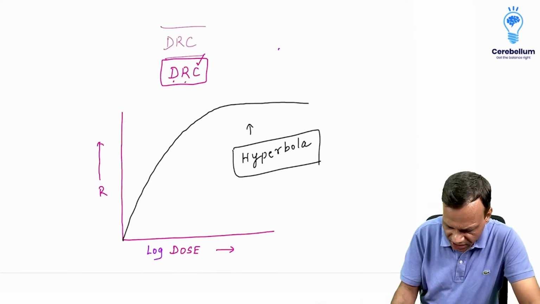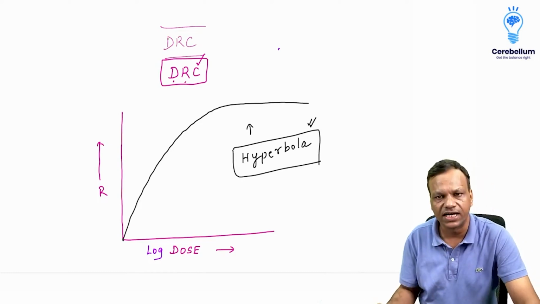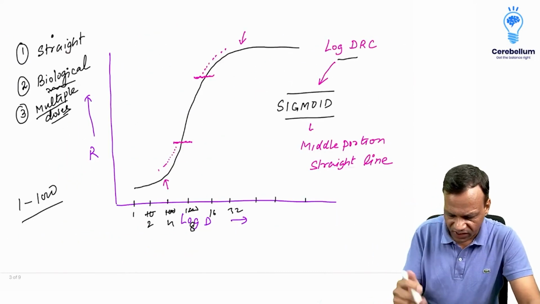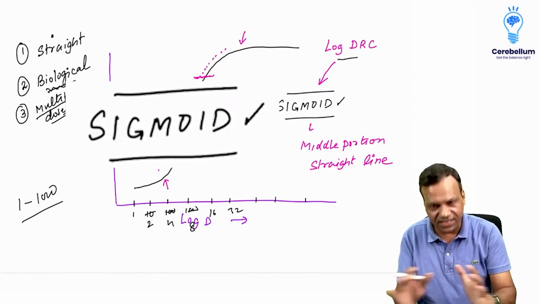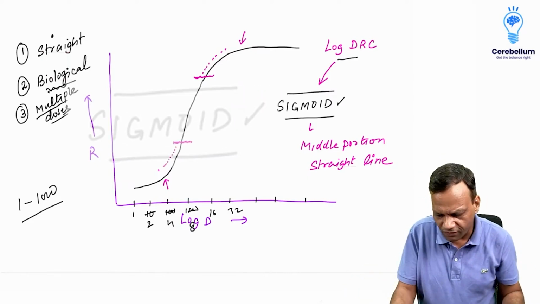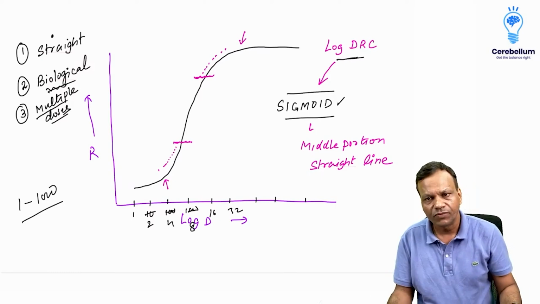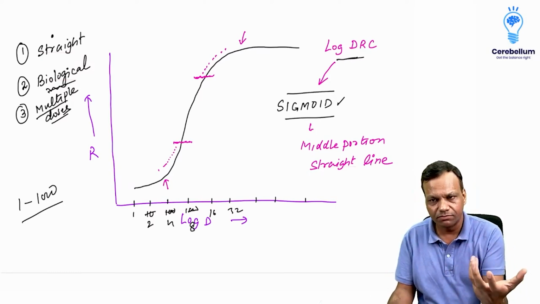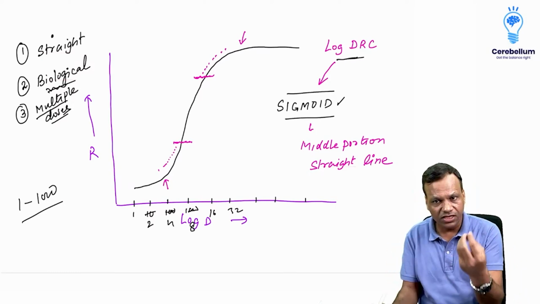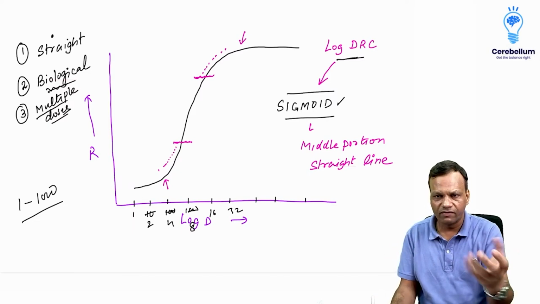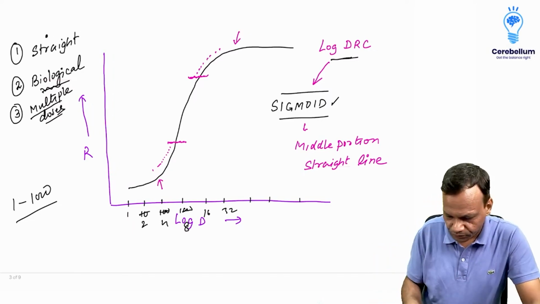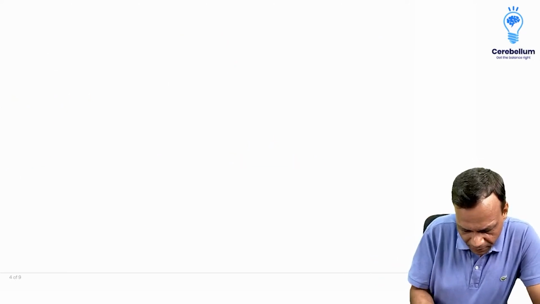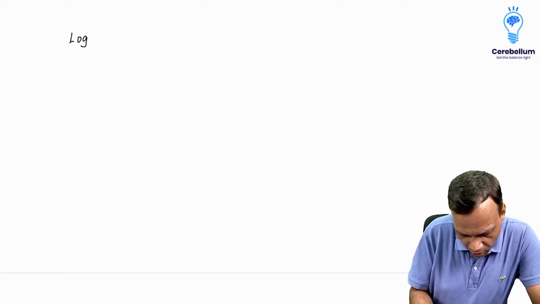The only question that is asked from DRC is what is the shape of DRC? It is hyperbola, whereas what is the shape of log DRC? It is sigmoid. Yeah? So in our further discussion, wherever we discuss, we always use log DRC, but we commonly keep on saying DRC because by not speaking log, we save 0.05 seconds of time, which is very, very crucial for us. Okay, so what are the important parameters we can obtain from log DRC?